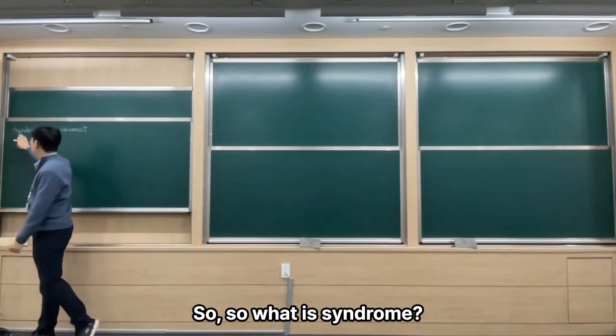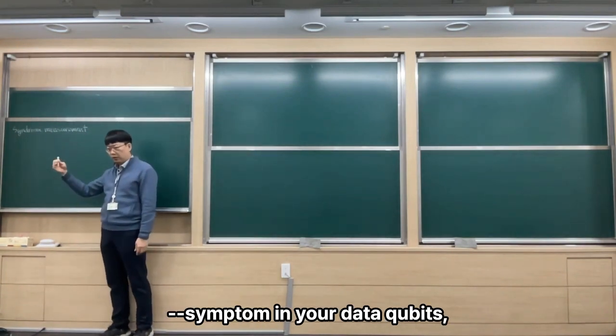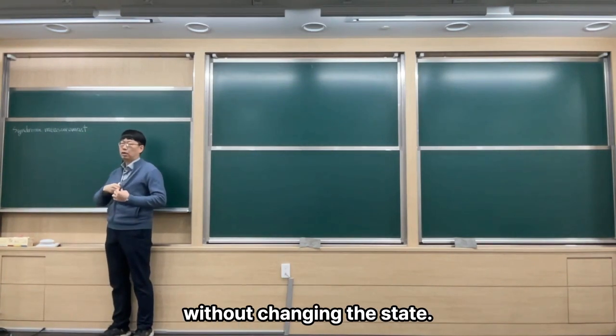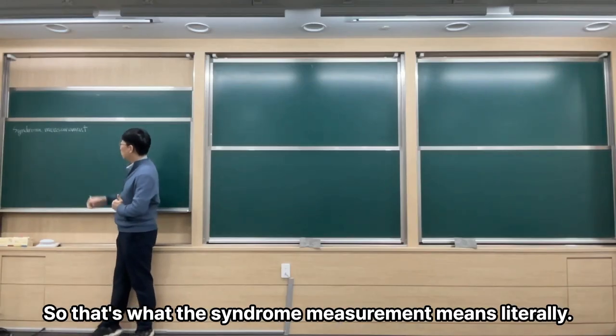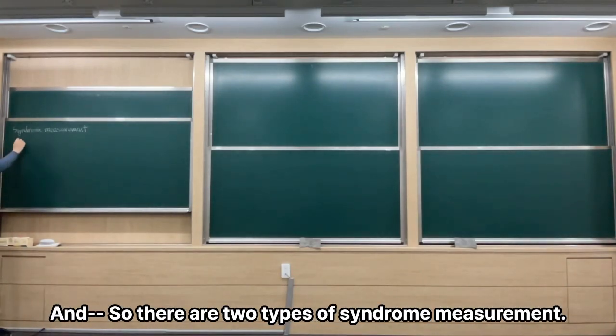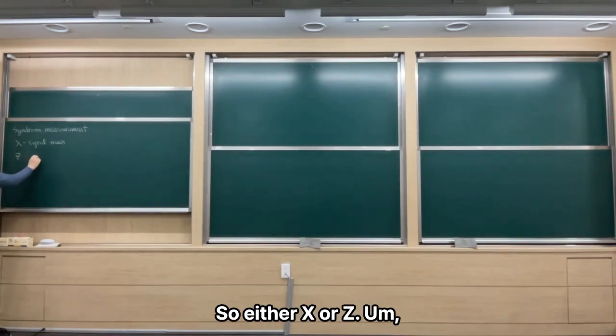So what is syndrome? You have a symptom in your data qubits, and you want to detect the symptoms without changing the state. That's what the syndrome measurement means, literally. And there are two types of syndrome measurement. There are only two types of syndrome measurements for any kind of quantum error correction. So either X or Z.